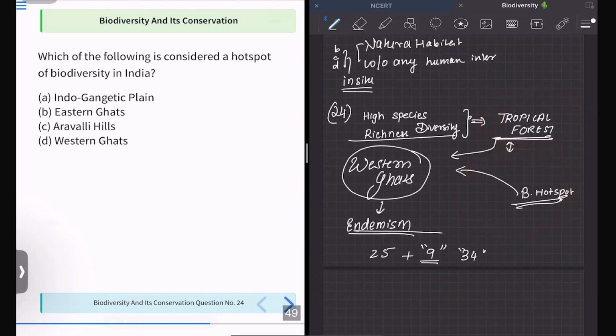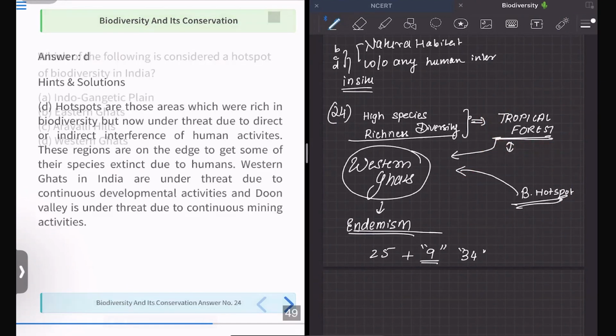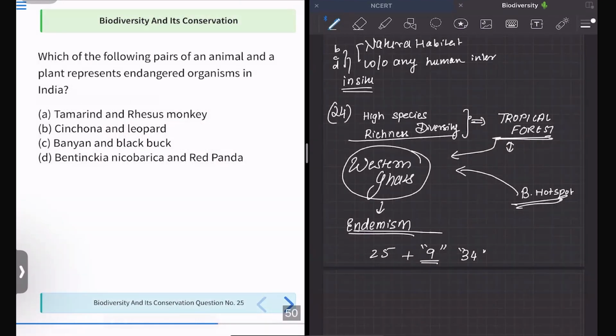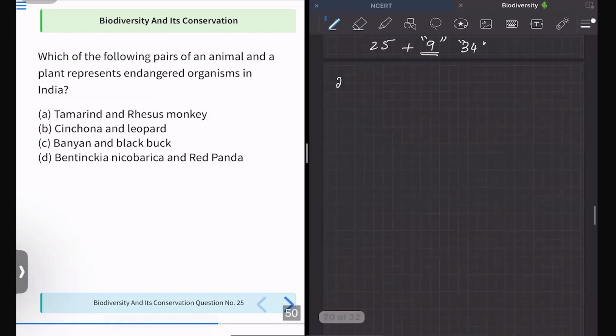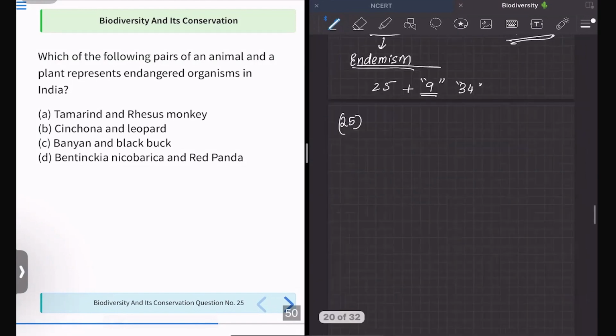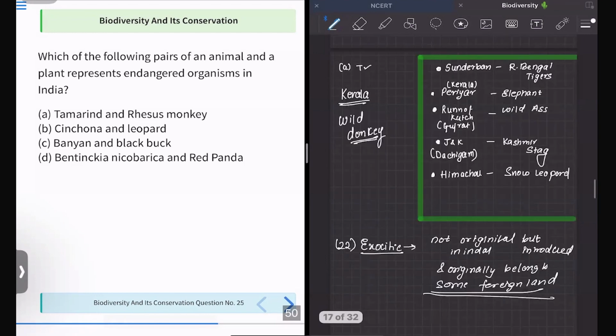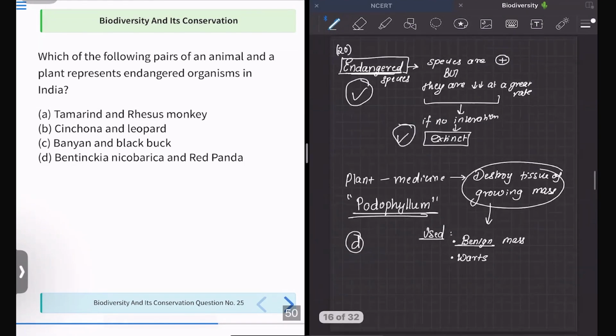So let us move to our next question, number 25, and try to understand what it is asking us. Question 25 is asking which of the following is an endangered organism in India. Again, in this question the concept of endangered organism is given, and we have discussed what you understand by endangered and what you mean by extinct. Endangered, we have seen, means the species are present, but the rate at which they are decreasing is high. So they are in danger.